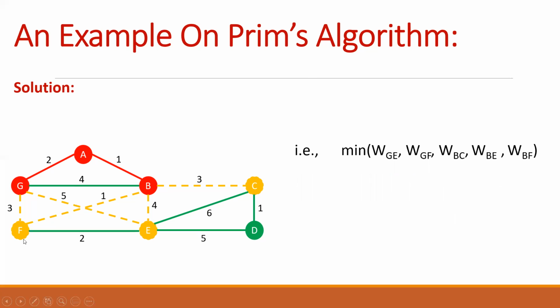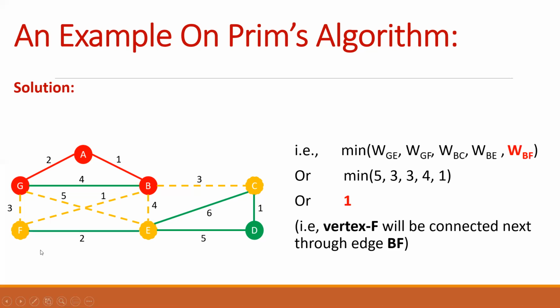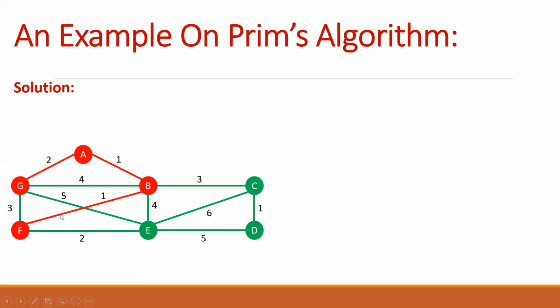So we find the minimum of G to E, G to F, and then B to C, B to E, and B to F. These weights are 5, 3, 3, 4, and 1. Obviously, 1 is the minimum value, and which is corresponding to the edge B to F. Means the next vertex that can be connected to our existing subgraph GAB will be F, and it can be connected through the edge B to F. So connect it. Now it is connected. Means our subgraph is extended from GAB to GABF.